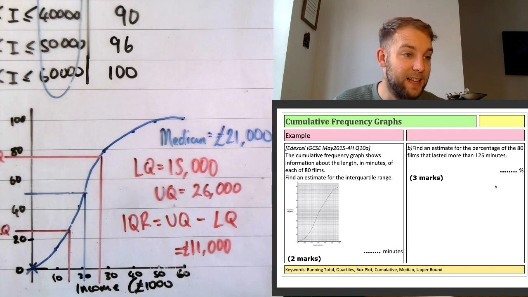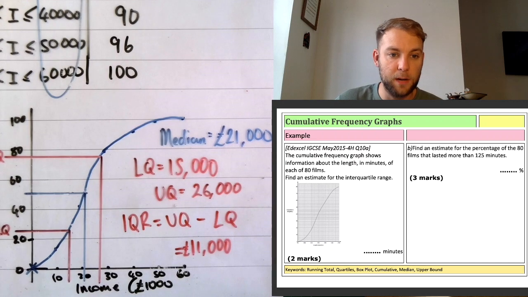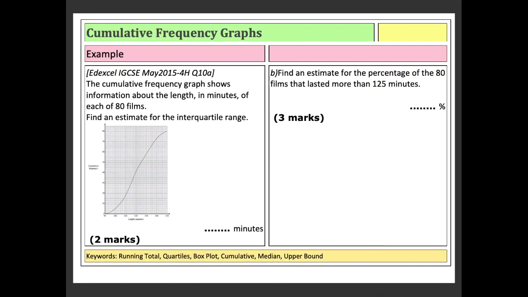Okay, find an estimate for the interquartile range. Now I'm going to make this one big. Okay, it's going to be tricky to do on here because it's on the computer screen, but we are going to have an attempt at it. So if you want to have a go at that first part yourself, I think you should be able to do it. So pause now and have a little go at that.